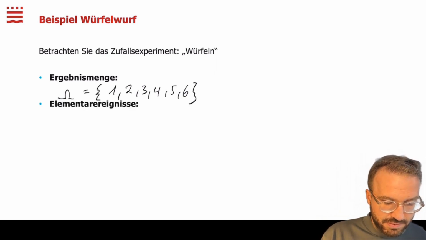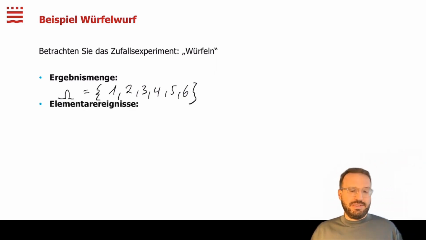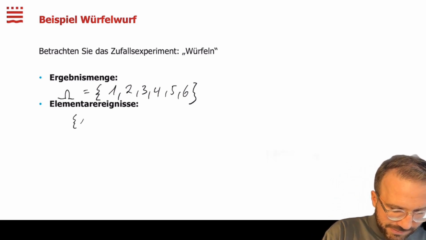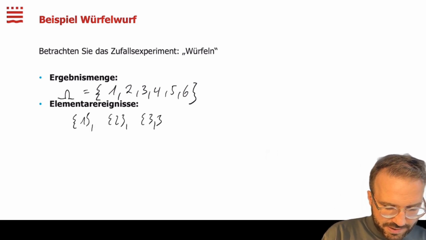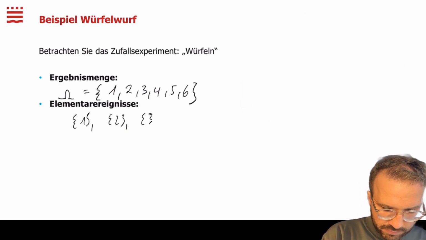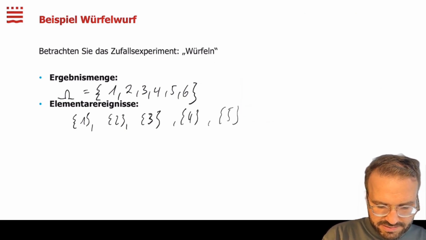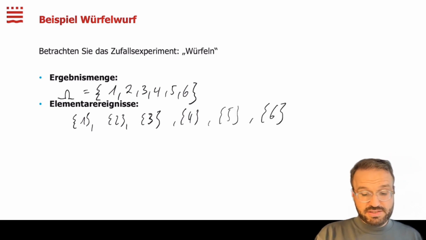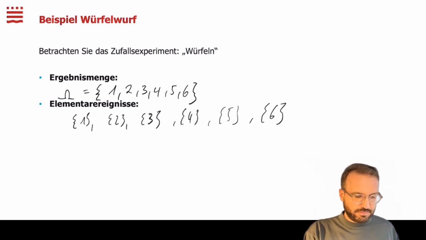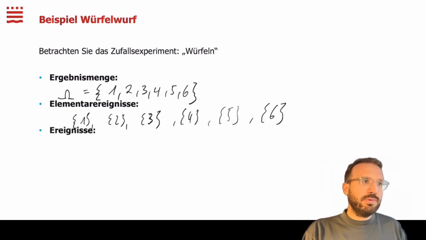Okay, let's take a look at what the elementary events are. If you remember, those were the single element events. So that's 1, 2, oops, I wrote it down incorrectly, 2, 1. The 3, the 4, the 5, and the 6. So these are, so to speak, events with only one element. And then there are of course more events.